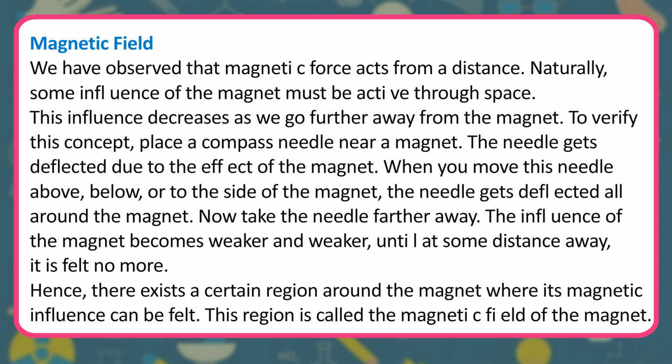Now take the needle farther away. The influence of the magnet becomes weaker and weaker, until at some distance away, it is felt no more. Hence, there exists a certain region around the magnet where its magnetic influence can be felt. This region is called the magnetic field of the magnet.